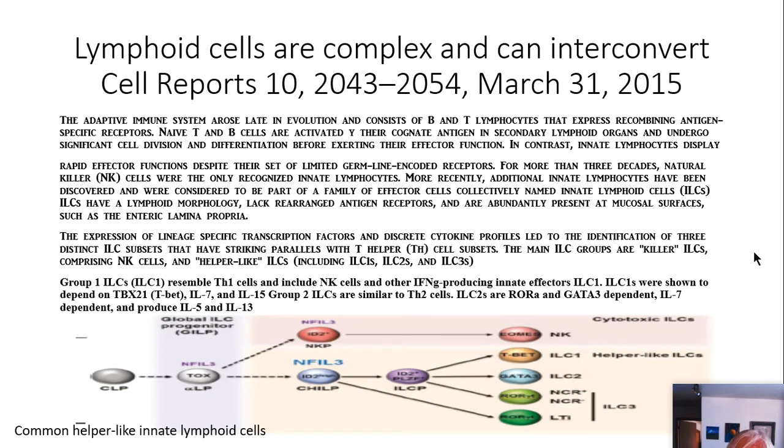ILCs have a lymphoid morphology, so they are lymphoid cells. They lack rearranged antigen receptors. Now that makes them unique, because that means they're not going to be responding to foreign antigens the way a normal T cell, a bread and butter carb-carrying T lymphocyte, is going to. In other words, they're going to be turned on much quicker, right? That's why they're going to end up being cells like NK cells in a way, right? All right. They lack rearranged antigen receptors and are abundantly present at mucosal surfaces. Now, what's going on with the mucosa? That's where the outside meets the inside, right? The mucosa, think of your enteric system. You digest food.